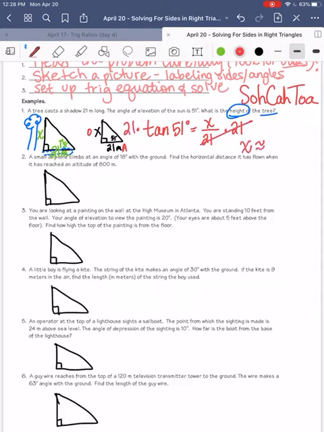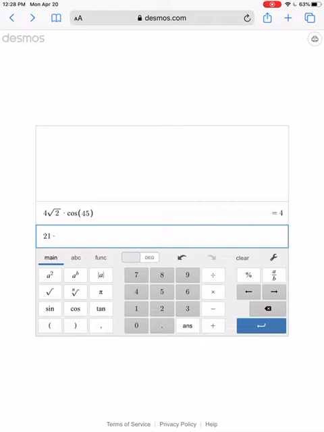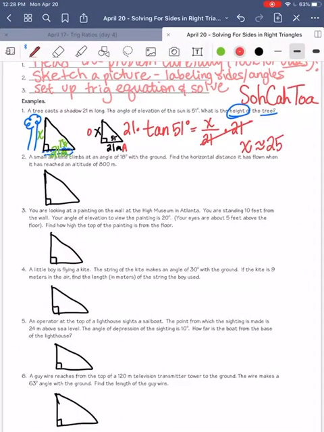And so X is approximately, and now we're going to type it in. We're going to go to Desmos and type in 21 times tangent of 51 and hit enter. We're going to round to the hundredths again. So that's 25.932, so it's going to stay 25.93. And then we don't want to forget our units because this is a real world problem. So that's going to be meters.